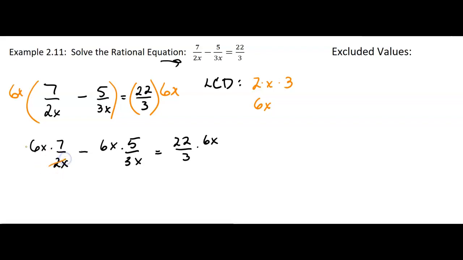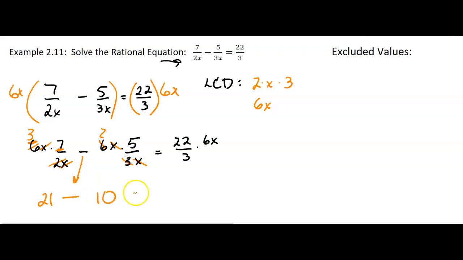So 2 goes into 6 3 times. The x's cancel, and so I'm going to get 21 there. Do you see it? 3 times 7. Then the next term, so it's going to be minus. That's the subtraction sign right there. 3 goes into 6 twice. X's cancel, so I get 10. All my x's are canceling.